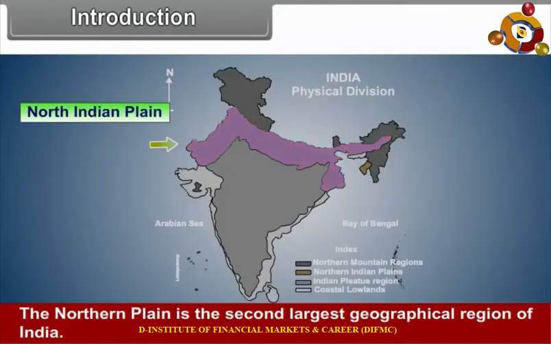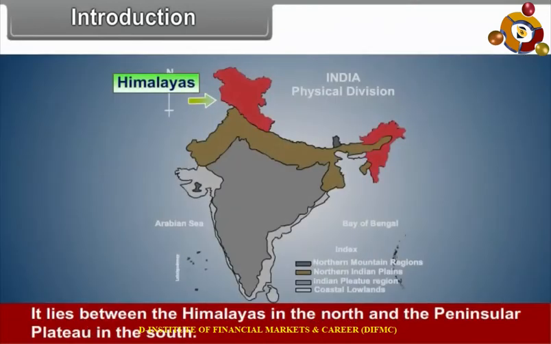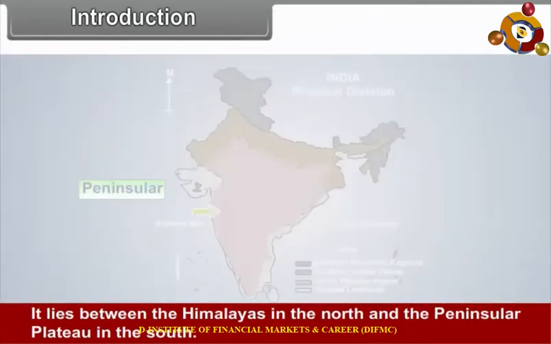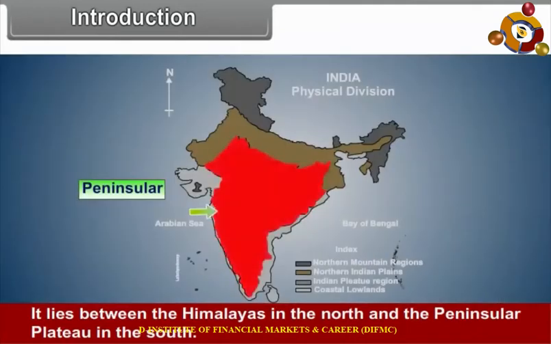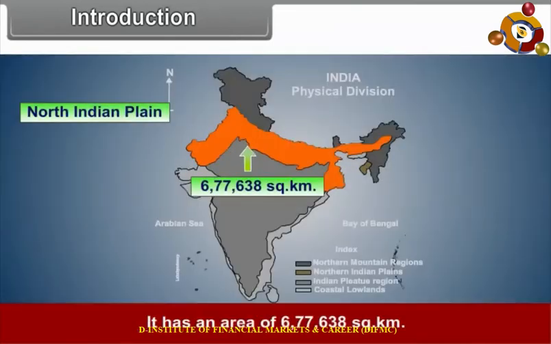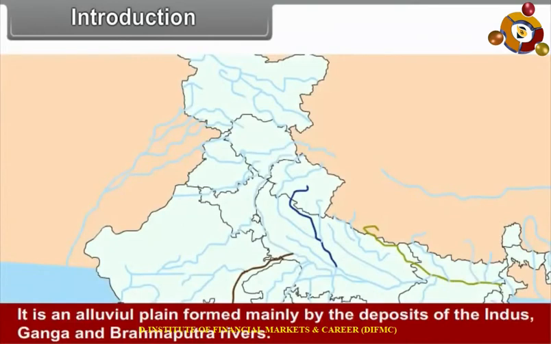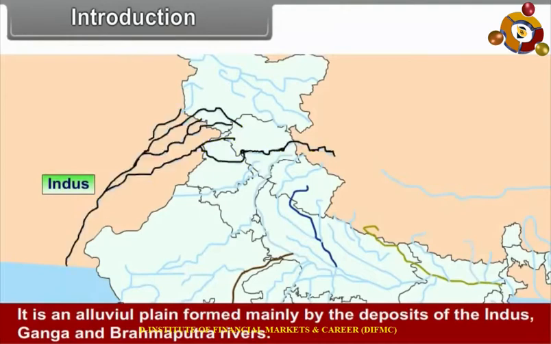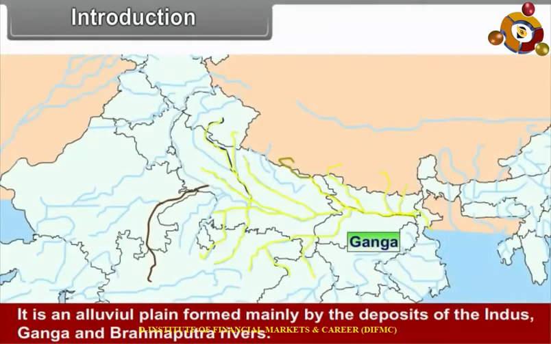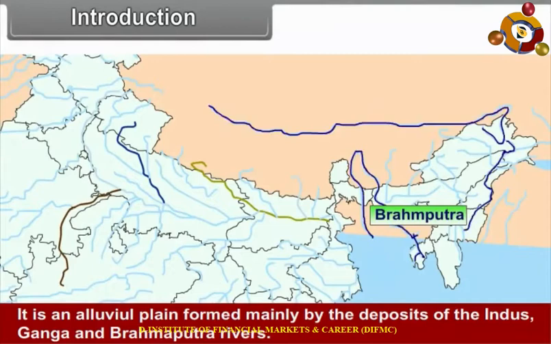Introduction. The Northern Plain is the second largest geographical region of India. It lies between the Himalayas in the north and the Peninsular Plateau in the south. It has an area of 6,77,638 square kilometers. It is an alluvial plain formed mainly by the deposits of the Indus, Ganga and Brahmaputra rivers.